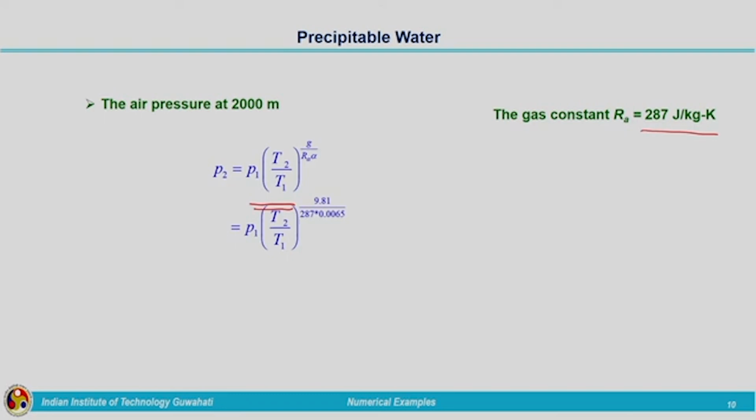So, we can substitute the values here, that is P1 times (T2 by T1) to the power of this ratio, that is coming out to be 5.26, and after that we are going to substitute for T2, T1 and P1. So, the value can be calculated to be 80.31 kilopascal. So, the air pressure at an elevation of 2000 meter is calculated as 80.31 kilopascal.